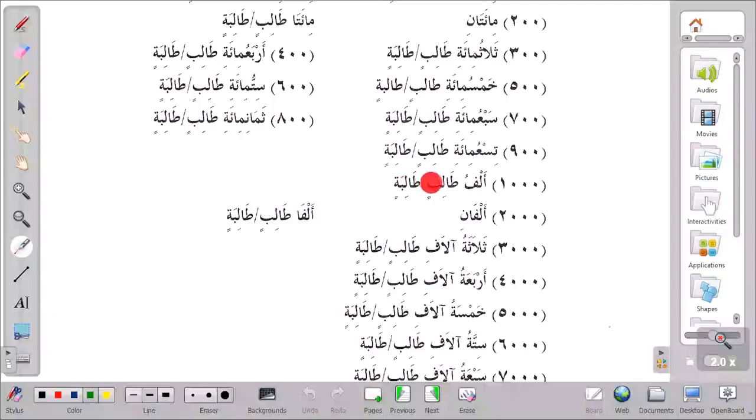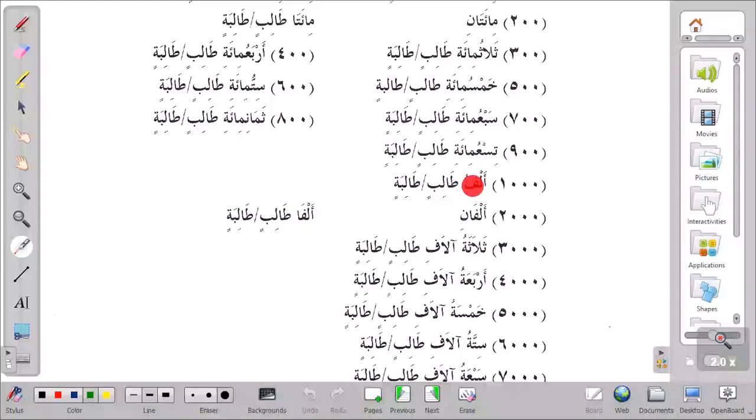And it is the same thing, just like the mi'a. Alf is also used for both masculine and feminine. It doesn't distinguish. Okay, it doesn't discriminate. If it is masculine, we say alfu talibin. Still, if it is feminine, we say alfu talibatin. I hope that is clear.